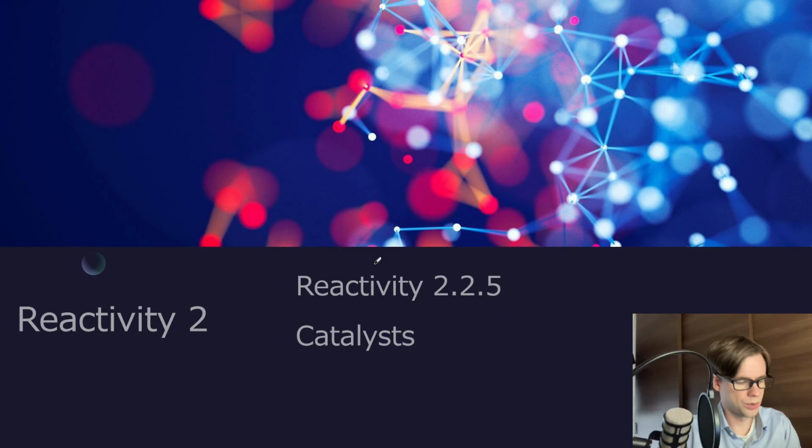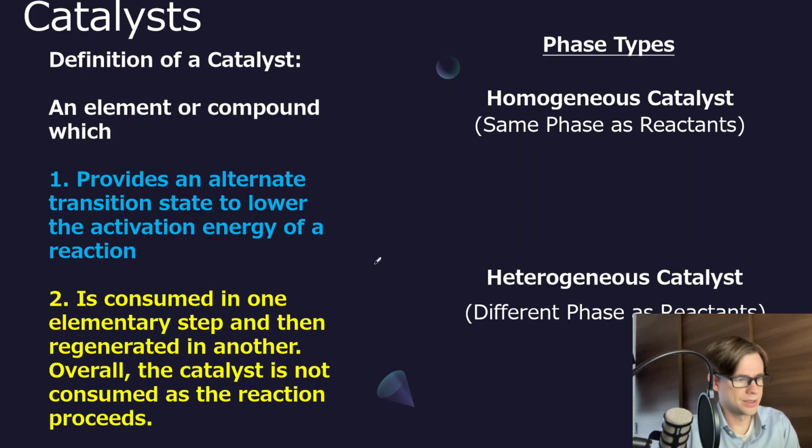We'll check out 2.2.5 next, catalysts. Finally, I've been talking about this for a while, but we'll officially define it. So, definition of a catalyst: an element or compound which, number 1, provides an alternate transition state to lower the activation energy of a reaction.